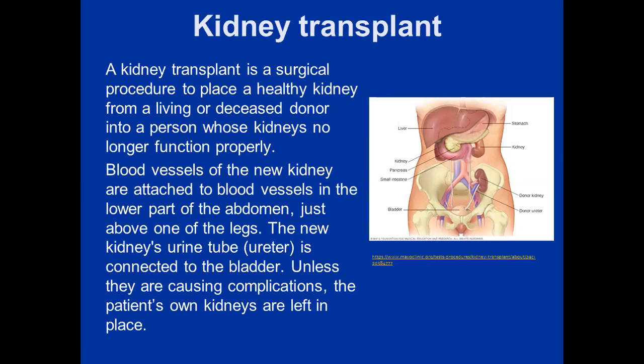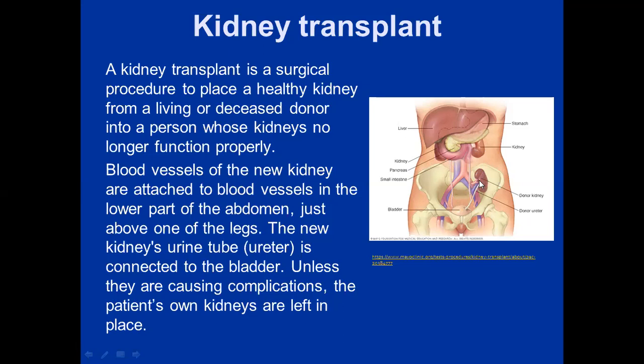So the blood vessels in the new kidney are attached to the blood vessels in the lower part of the abdomen, just above one of the legs. And if you look here at the drawing, there's the little donor kidney. Generally speaking, unless there are complications, they will leave the other 2 kidneys, even though they're non-functional, in position. Here they've attached the donor kidney to the iliac artery, just below where it branches off down to the leg, off of the abdominal aorta.